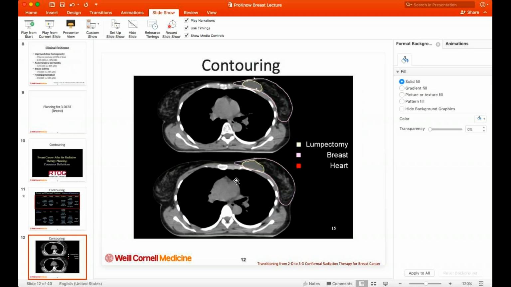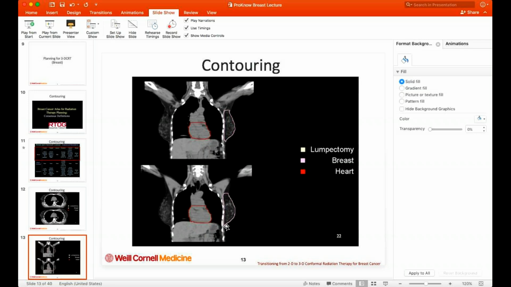So just to illustrate this, these are taken from the RTOG contouring guidelines, the contouring atlas, and it just shows again medially around the rib and sternum junction, laterally around the mid-axillary line, excluding the latissimus dorsi muscle, anteriorly the skin, and here inferiorly, they contoured up to approximately where they saw the glandular tissue disappear.